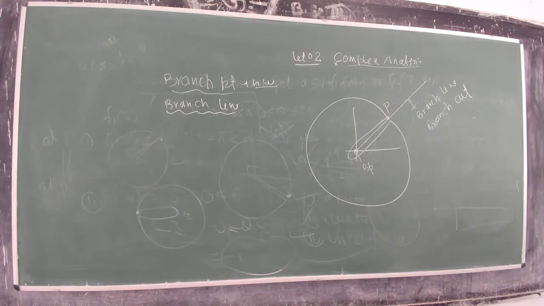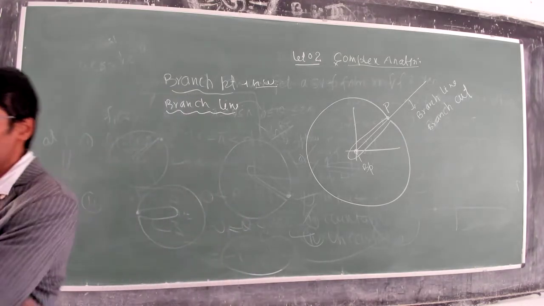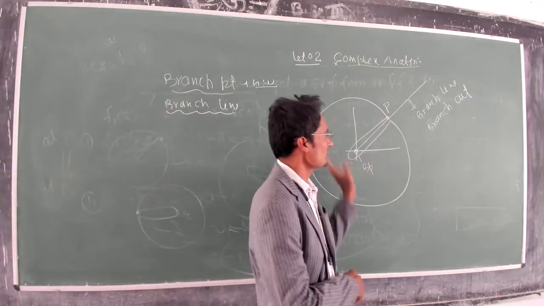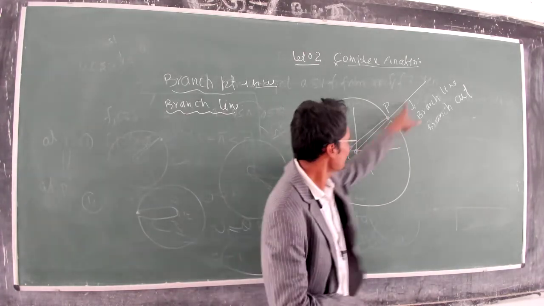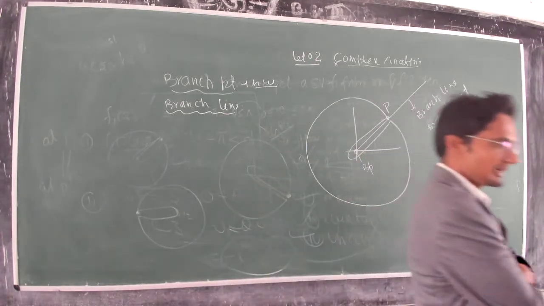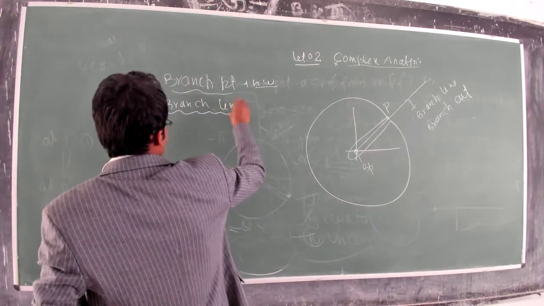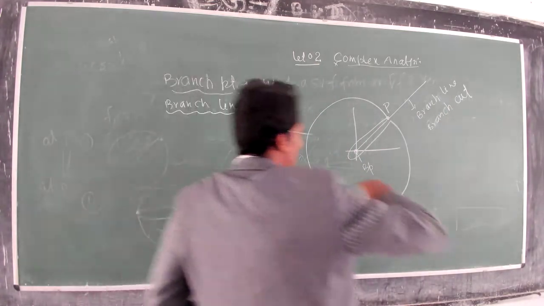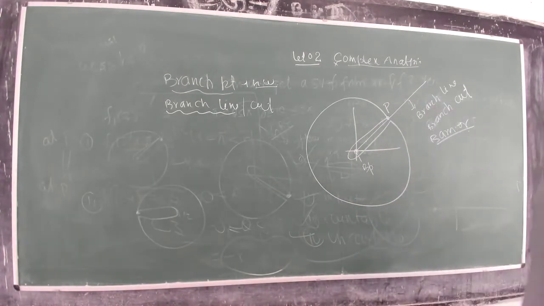So branch cut is a line passing through the branch point, and we agree not to cross it in order to get a single valued function of a multi-valued function, if we start rotating from the particular point P counterclockwise. So this line passing through is known as the branch cut. Okay. So this is the definition of the branch cut. Or some people say barrier. Okay. So this is known as the barrier.